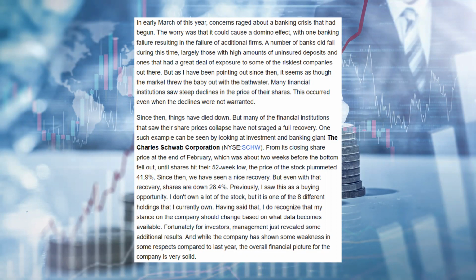One such example can be seen by looking at investment in banking giant Charles Schwab. Now, from its closing share price at the end of February, which is about 2 weeks before the bottom fell out, until shares hit their 52-week low, the price of the stock plummeted 41.9%. Since then, we have seen a nice recovery, but even with that recovery, shares are down 28.4%. Previously, I saw this as a buying opportunity. Now, I do recognize that my stance on the company should change based on what data comes available, but fortunately for investors, management just revealed some additional results, and while the company has shown some weakness in some respects compared to last year, the overall financial picture for the company is very solid.